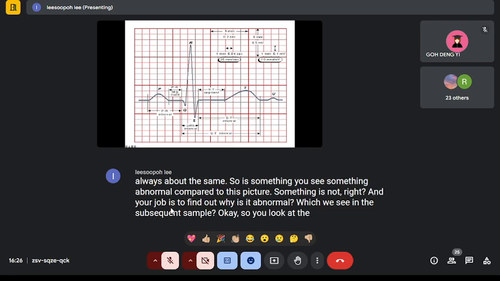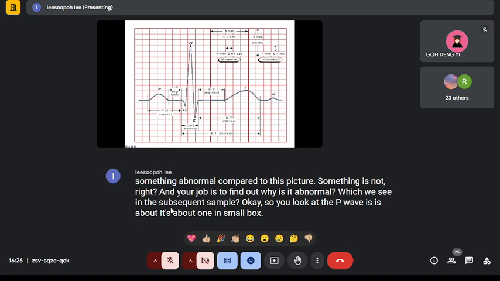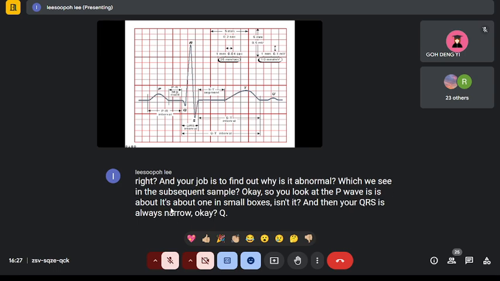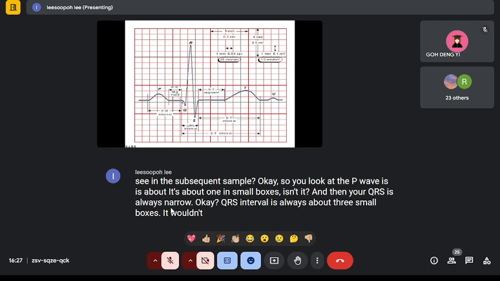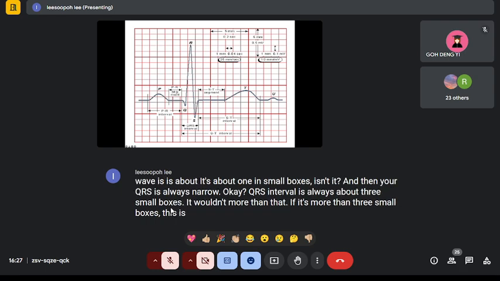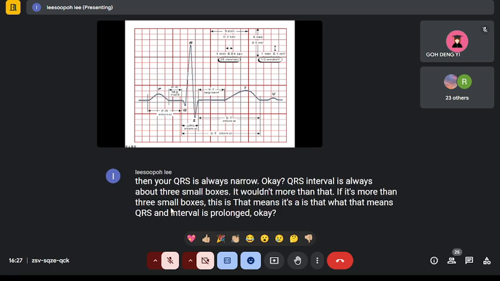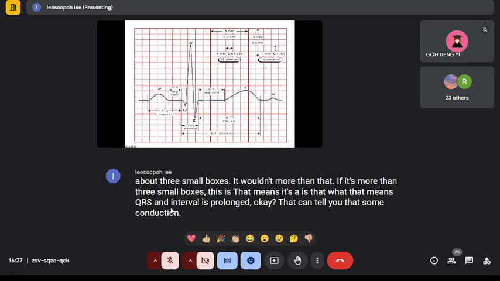If you look at the P wave, it is about one small box, isn't it? And then your QRS is always narrow. The QRS interval is always about 3 small boxes. You wouldn't see more than that. If it's more than 3 small boxes, that means the QRS interval is prolonged. That can tell you there's some conduction problem.